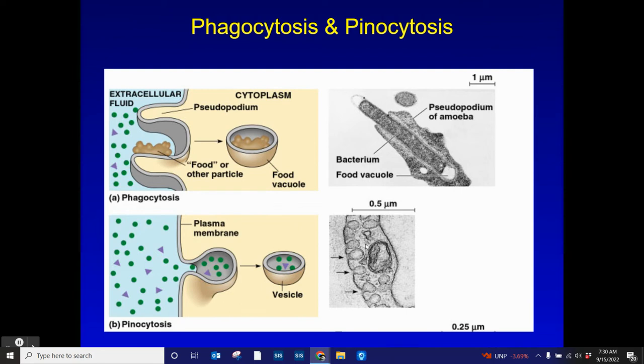And we can see some pictures here. This is the pseudopodium, which is the false foot of an amoeba engulfing a bacteria. We can see how it's going around that bacterium, and as you notice, that bacterium is almost as big as the amoeba itself. And on the bottom transmission electron micrograph, we see the small invaginations of the cell membrane creating vacuoles, eventually creating vacuoles such as these over here, bringing particles into the cell.